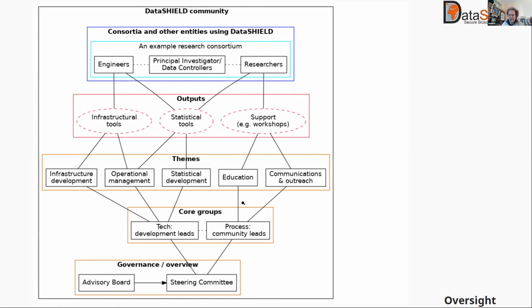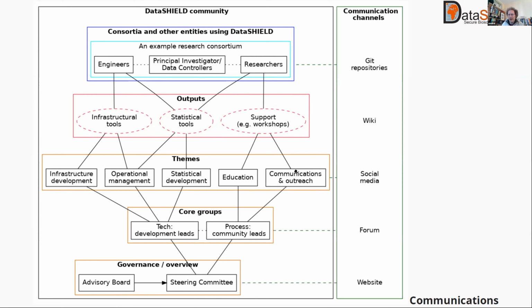And then finally, we have here on the right-hand side, going alongside all of these different areas, the various different communication channels that we have. And there are dotted lines between these groups and communications, but it's to show that these are accessible to everybody and should be shared and used by everybody. So there are the Git repositories, the wiki, social media, the forum, and of course the website.